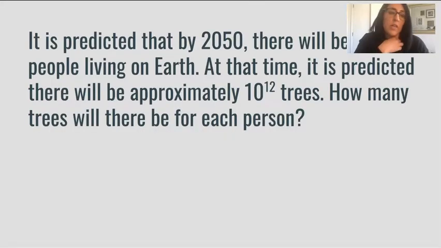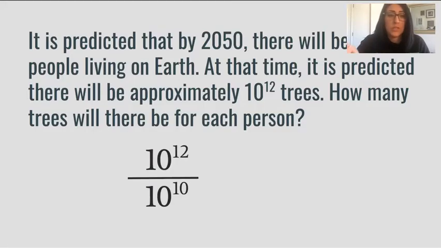The last question relates this to a real world situation. It says it's predicted that by 2050, there will be 10 to the 10th people living on Earth. At that time, it's predicted that there will be approximately 10 to the 12th trees. How many trees will there be for each person? So again, just conceptually thinking about what operation am I using here to evaluate this? We are using division. The number of trees divided by the number of people is going to tell us how many trees per person. So 10 to the 12th divided by 10 to the 10th, if we apply what we just talked about, we would get 10 to the power of 2, or 10 squared.